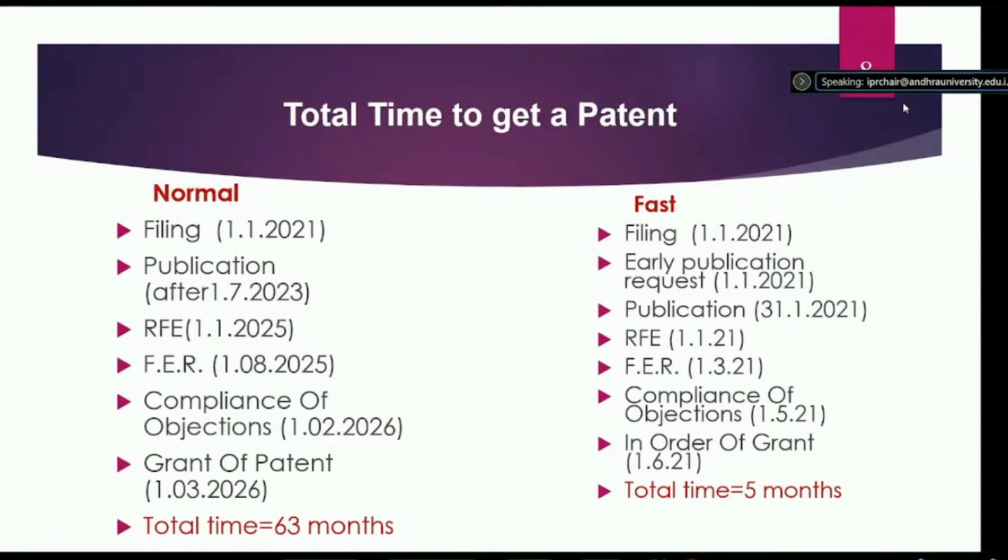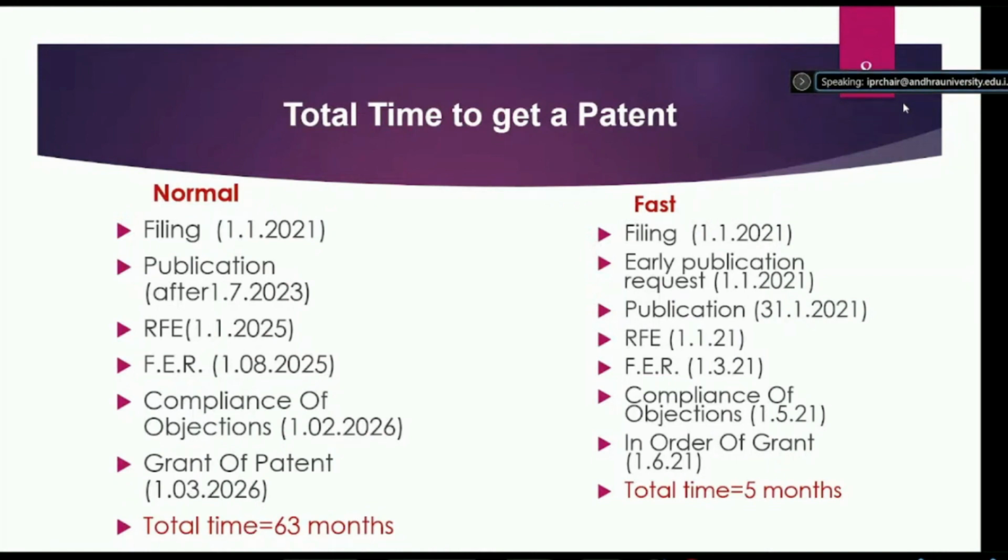However, look at the normal patent prosecution process. If you are filing it, I'm keeping the same date as 1st January 2021. Then the publication will happen after 18 months of regular filing. So that is 1st July 2023. So if you filed your patent application last year, January 1st, your application is still not published. Do you understand? So 12 months plus 6 months, this is 1st July 2023, your application will be published.